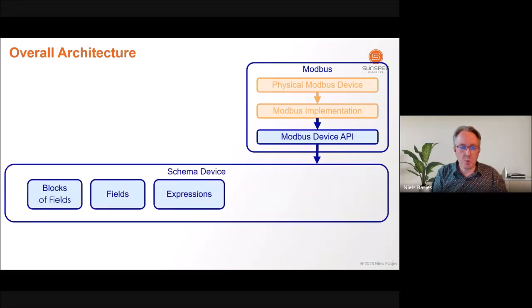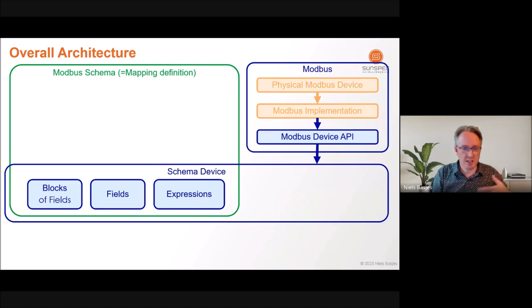Attached to that, I have what I've called a schema device. And a schema device is actually the thing that does the mapping. It consists of blocks of fields. You can treat those as namespaces. I added those because in my Thermia heat pump, they have variations. They have grouped the fields per use case, for example, cooling and heating and pool and things like that.